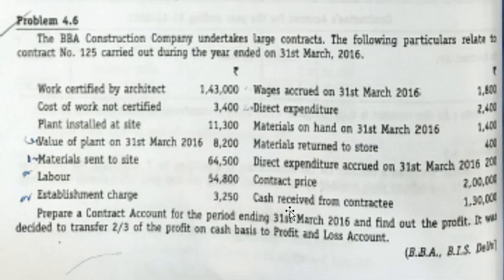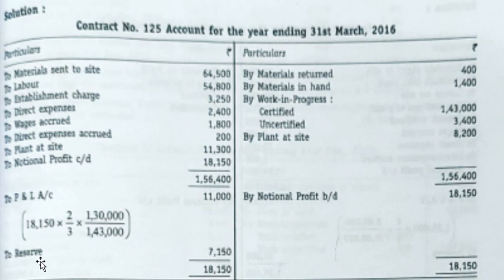According to the question, the cash received is 1,30,000. So 1,30,000 divided by your work certified, which is 1,43,000, will give you 11,000. So out of the notional profit of 18,150, 11,000 is transferred to profit and loss account, and the remaining is transferred to your reserves, which is 7,150.